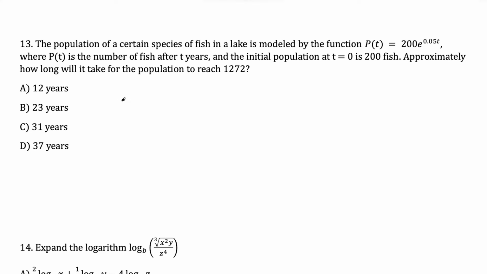Question 13: the population of a certain species of fish in a lake is modeled by the function P of t, where P of t is the number of fish after t years, and the initial population at time t equals 0 is 200 fish. Approximately how long will it take for the population to reach 1272?